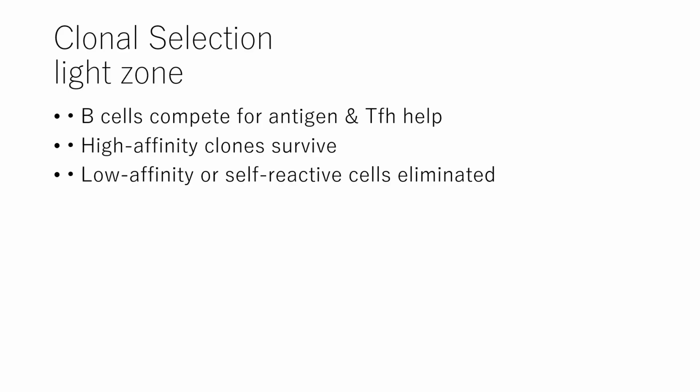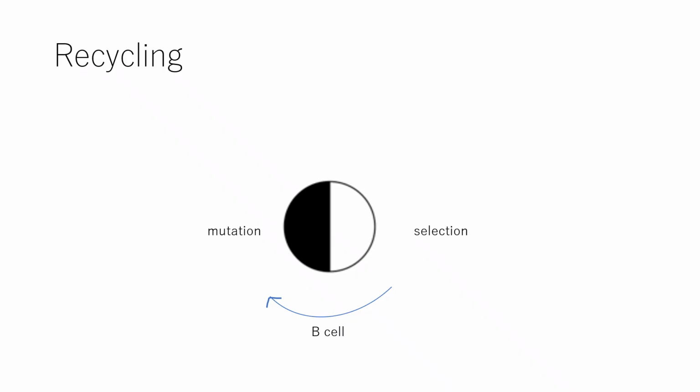Next, in the light zone, clonal selection takes place. Follicular dendritic cells present antigens, and B cells compete to capture them. Only high-affinity B cells survive, while low-affinity cells undergo apoptosis. These selected B cells can return to the dark zone for further mutation, repeating the cycle and dramatically increasing antibody affinity.